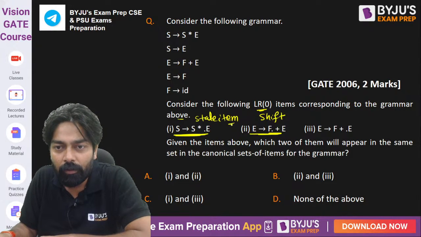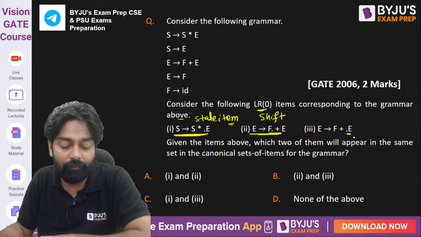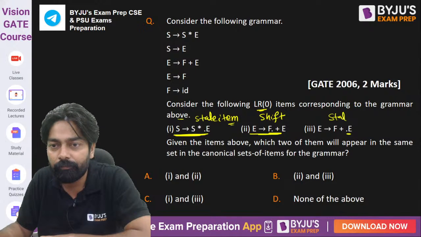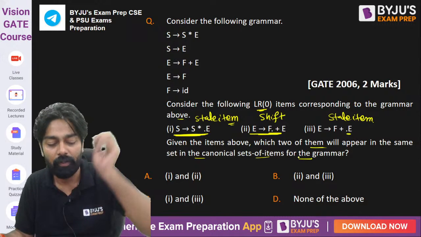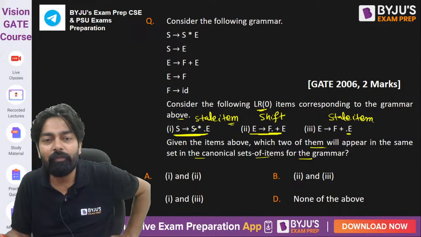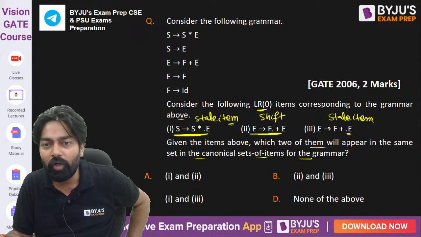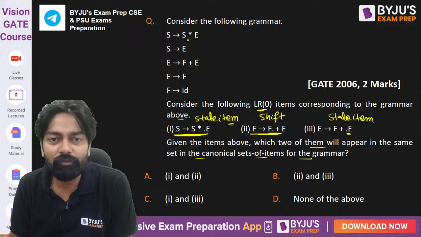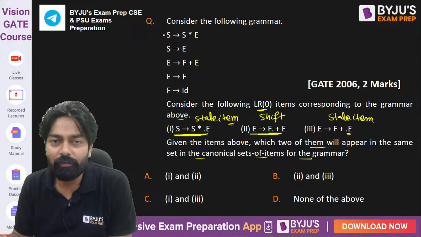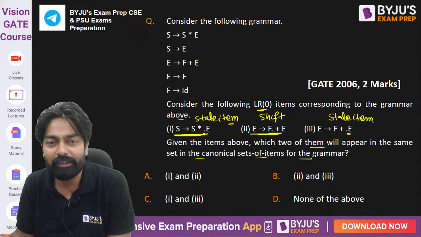Once again this is a state item. After the dot, a variable is there. State item. Okay. Given the items above, which two of them will appear in the same set in the canonical set of items for the grammar? They are asking which of the following will appear in the same set. Either you can find the DFA and check whether they are in the same state or not.